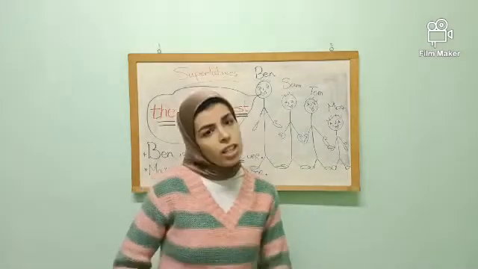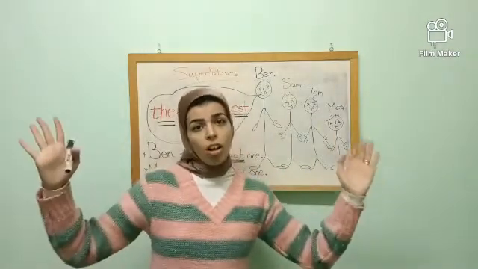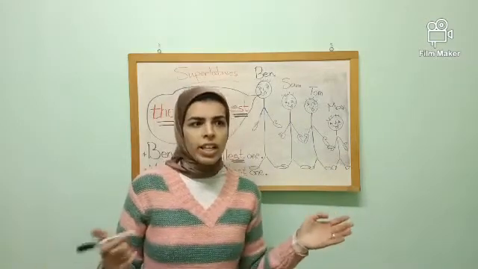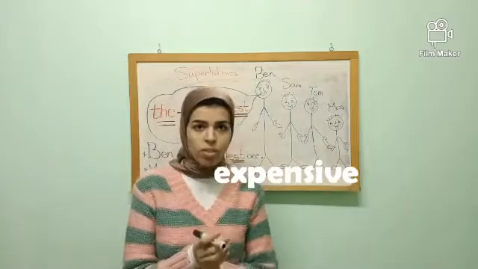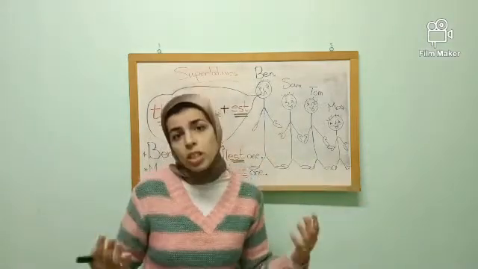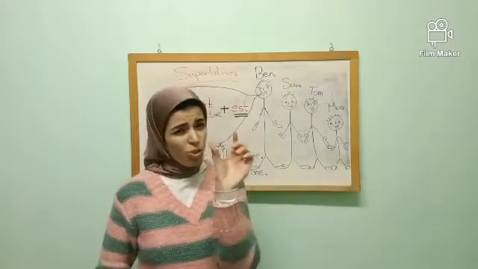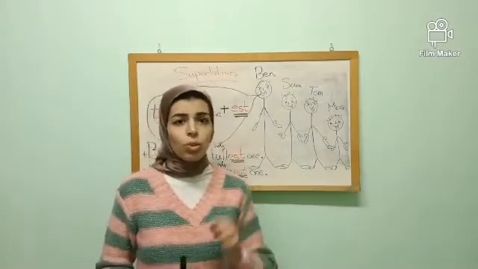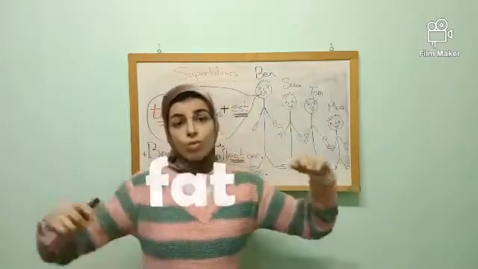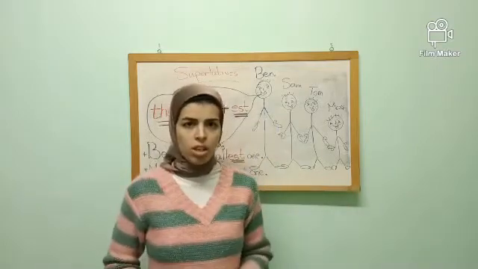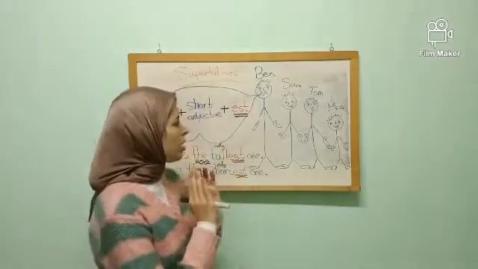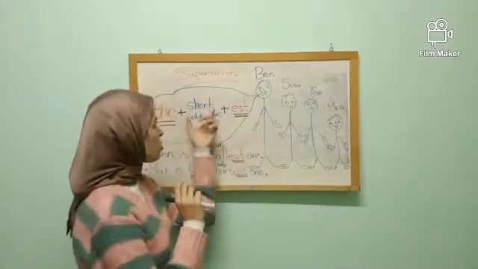Actually, yeah. In English, we have long adjectives and short adjectives. Long adjectives like expensive, like enormous, like interesting. And we have short adjectives. They are small words like big, small, fat, thin, and so on. So we have many short adjectives. So let's focus now on only short adjectives.